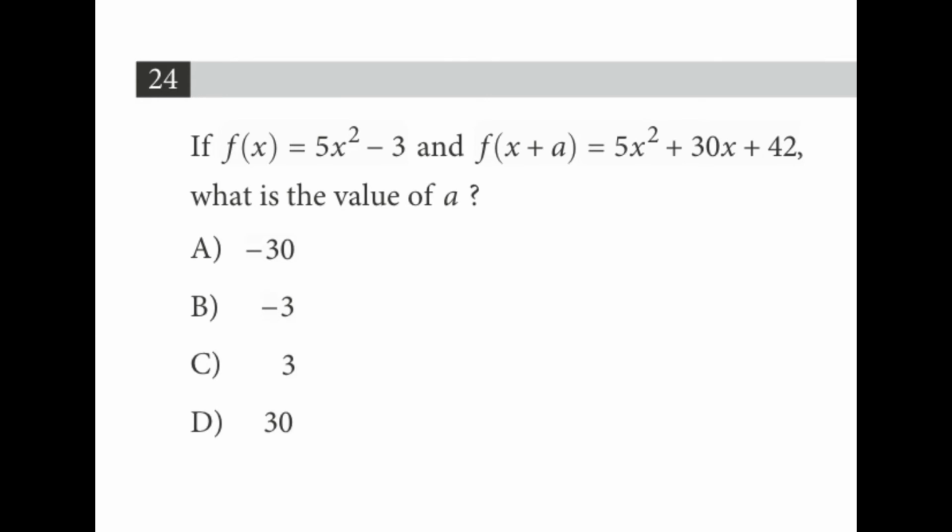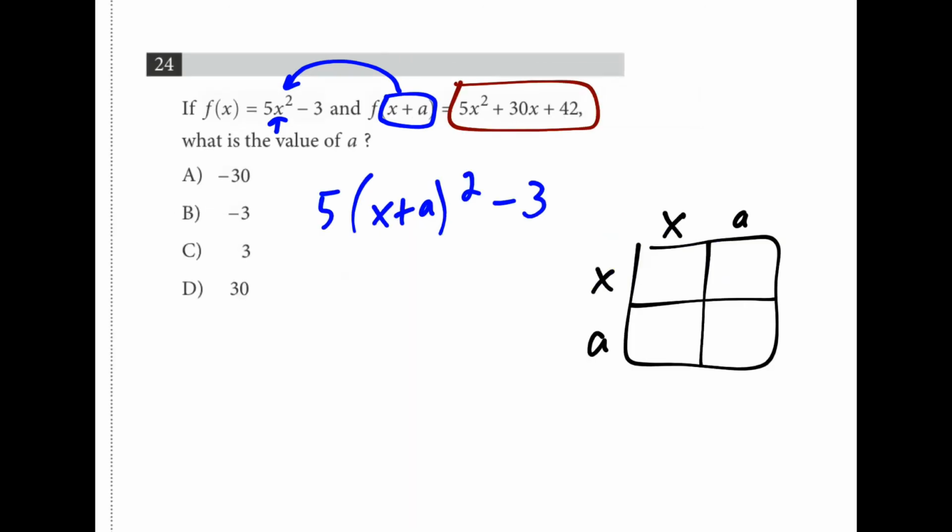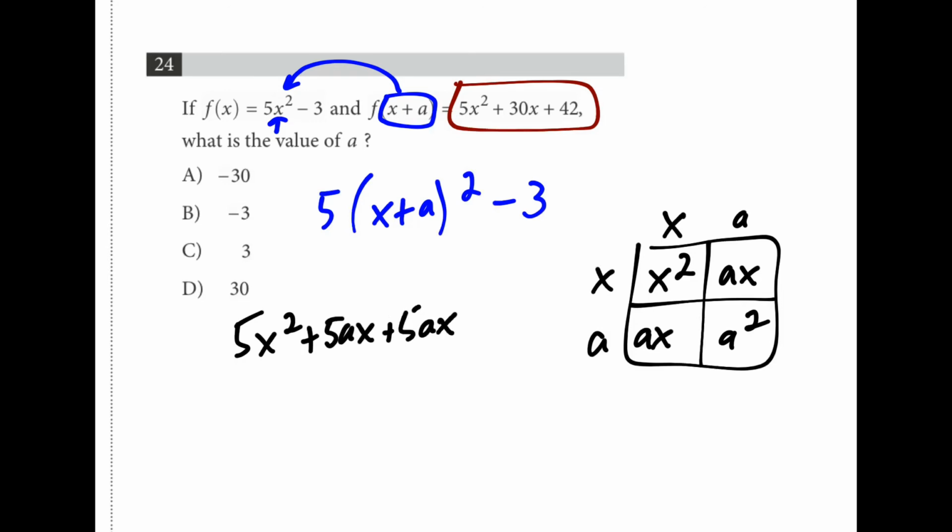For 24, this is primarily a function notation question. For example, if we were to plug in an x into 5x squared minus 3, we would get f of x. But if we plug in x plus a into this same equation, then we get this as our result. So let's try that. We plug in x plus a like this, which I will expand using the box method, x squared, ax, and a squared. I might as well distribute the 5 as I rewrite this. So we have 5x squared plus 5ax plus 5ax plus 5a squared minus 3.